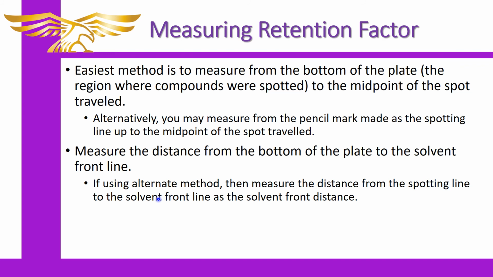Now, that doesn't mean that that's the only way. There is an alternative way, and that would be that you can measure from the mark that you made at the spotting line up to the midpoint of the product that moved through the plate, and then measure from that same line to the solvent front line again. So it really doesn't matter what part of the plate that you measure from, so long as you measure it consistently and match that distance to the solvent front.